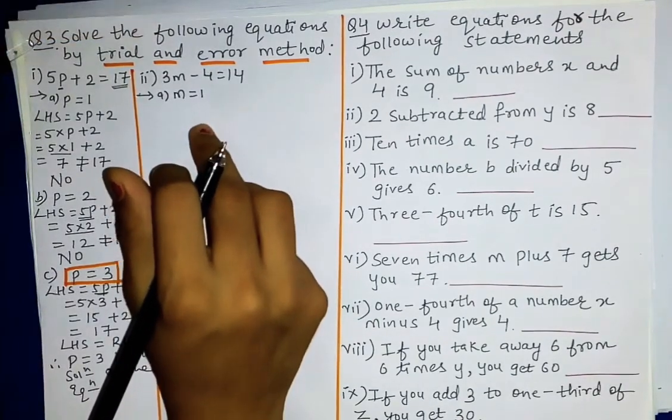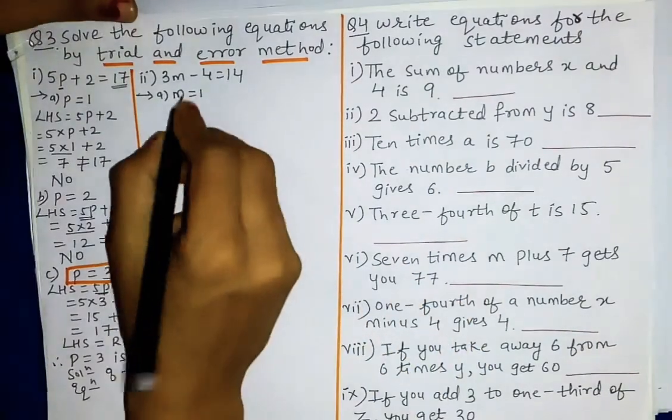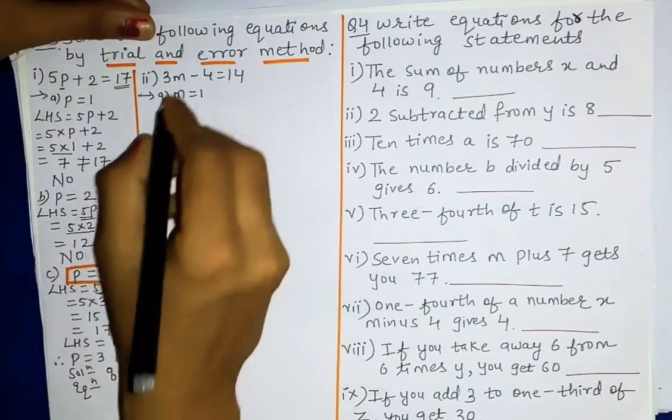You can take negative numbers also. You can take any number. Okay, I have started with 1. So now I'm trying with m equal to 1.